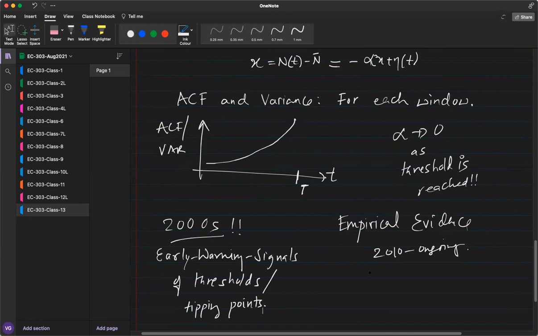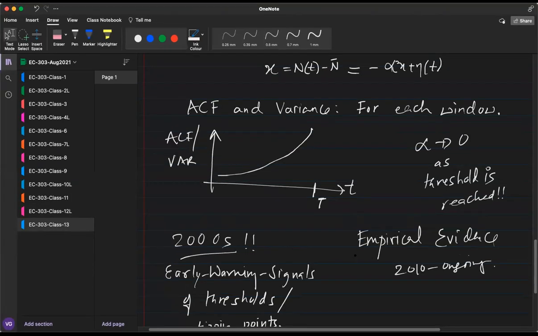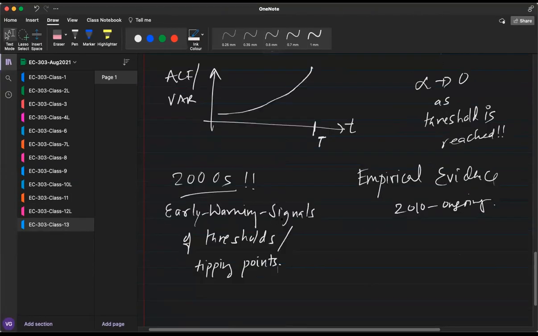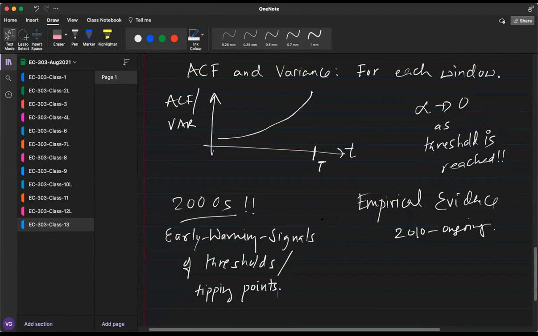So this is one interesting application of fairly simple processes, fairly simple dynamical system understanding together with stochastic processes, and how stochasticity influences real systems. Any questions?